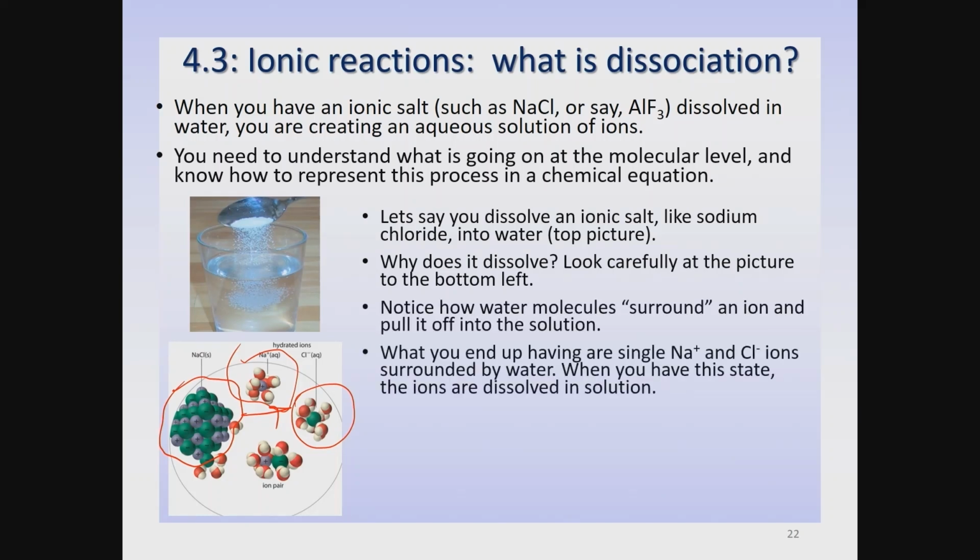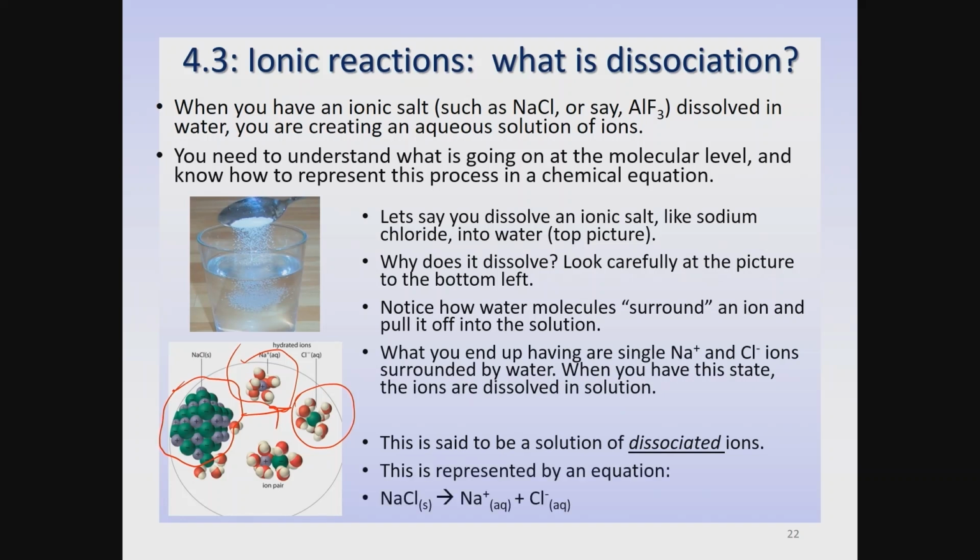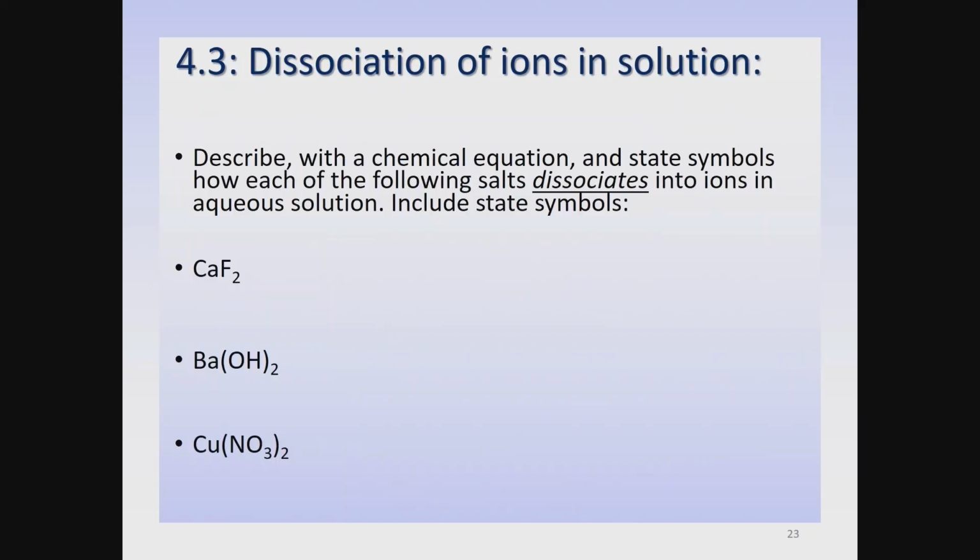And so I've got some notes on it here. One thing to note is when the ions are completely off into solution or surrounded by water, you would say they're dissociated ions. Now, you will note below how I've represented this process by an equation. That is an equation for the dissociation of sodium chloride solid in aqueous solution into dissociated sodium and chloride ions. And so what I want to do next is get some practice writing equations for ionic salts being dissociated in aqueous solution to ions. So we'll do that next.